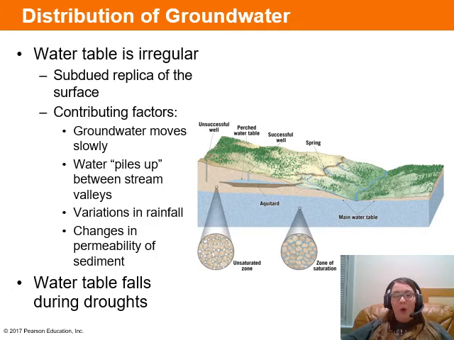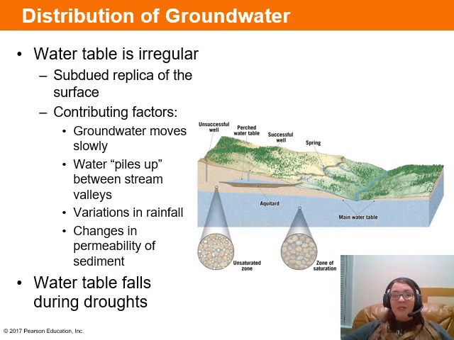But the amount of water is going to depend on how much rainfall we've had. If we have a very rainy season, like we're having during our summer months, we're going to see that this water table is going to increase. It's going to go closer to the surface because more water is going to infiltrate into the ground.